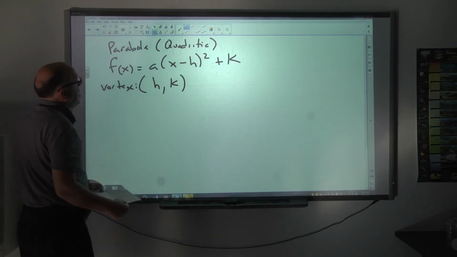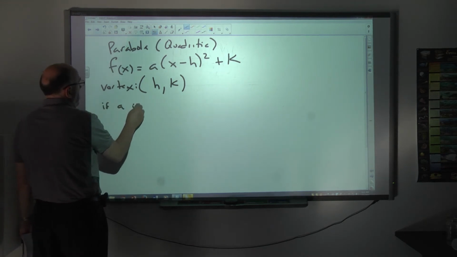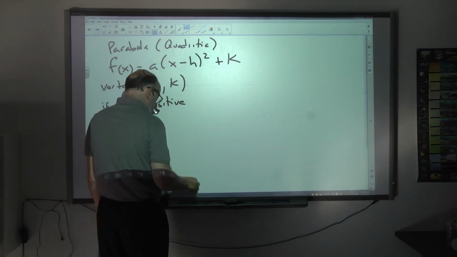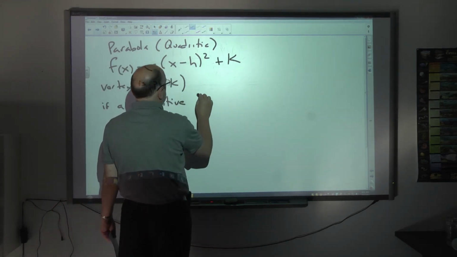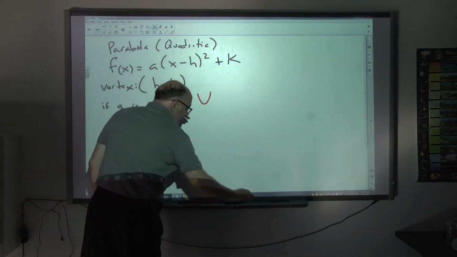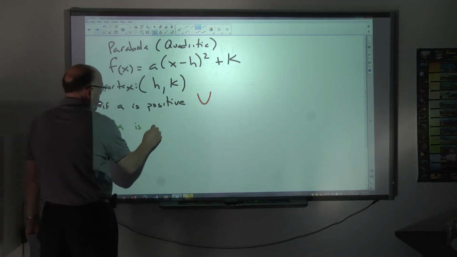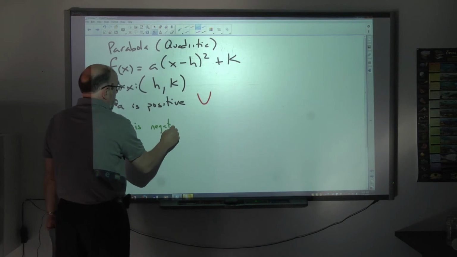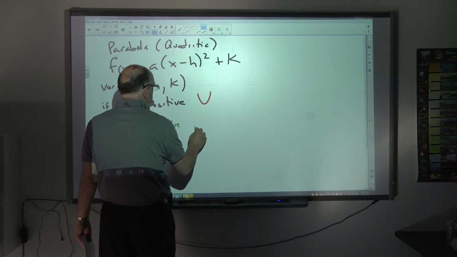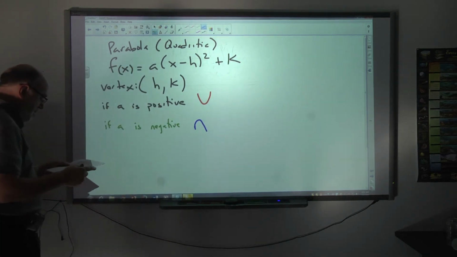And then a: if a is positive, then the quadratic curve is going to look like this, opening up. And if a is negative, then the quadratic curve is going to open down. So a tells you whether it opens up or opens down.